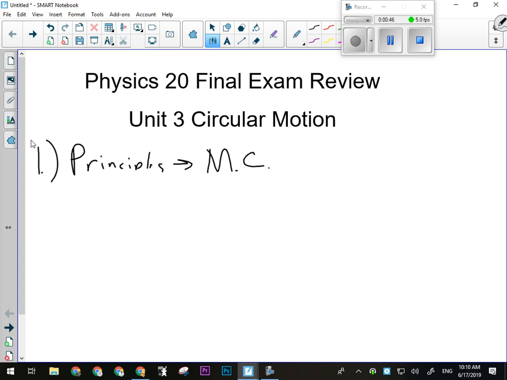There's a constant force being applied. It's directed towards the center. There's an acceleration towards the center. All of that kind of stuff are the principles of uniform circular motion, and there's a couple of questions in the multiple choice about that.